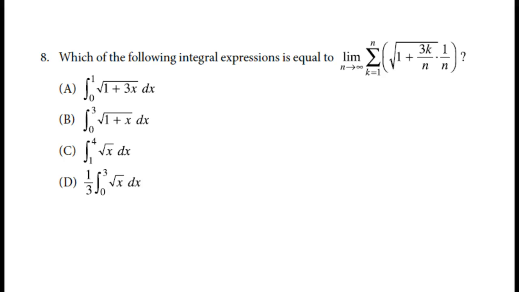The key to this problem is right here. That's our delta x, which equals b minus a over n. If b minus a is 1, that means we have to find a definite integral where the difference between the upper and lower limit is 1, and there is only one example like that. It's right there. So the answer to this question is A.